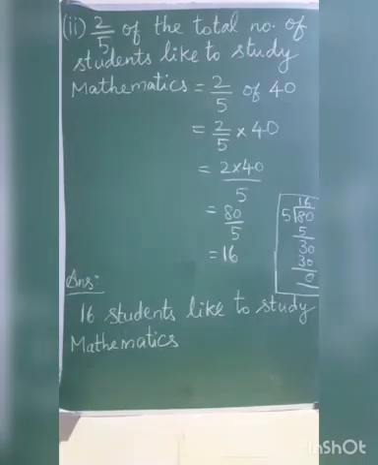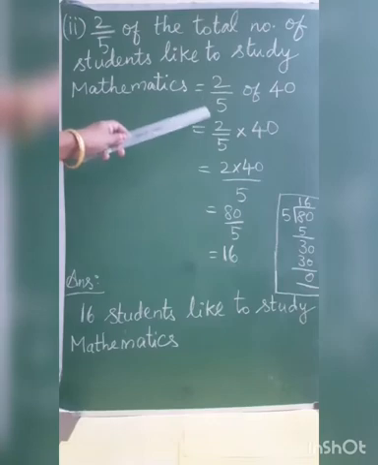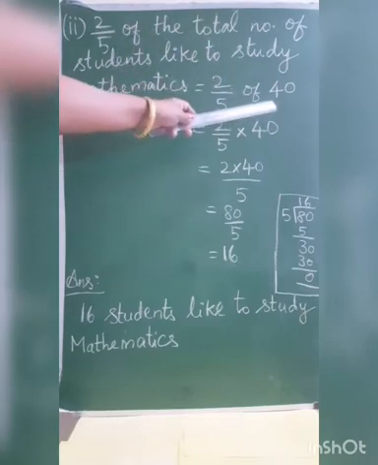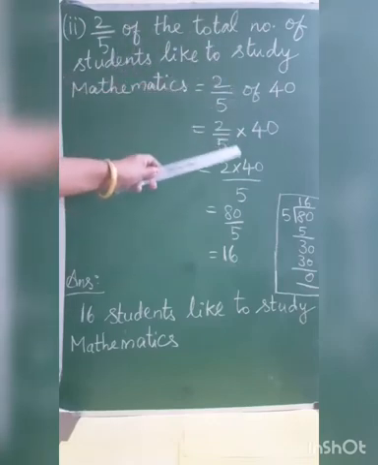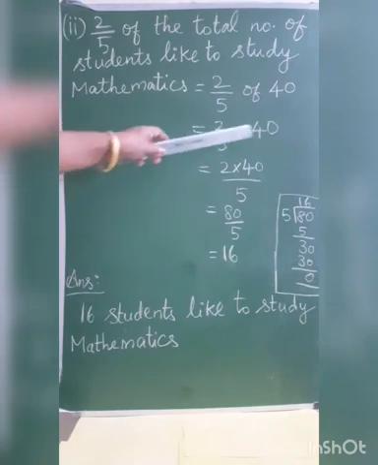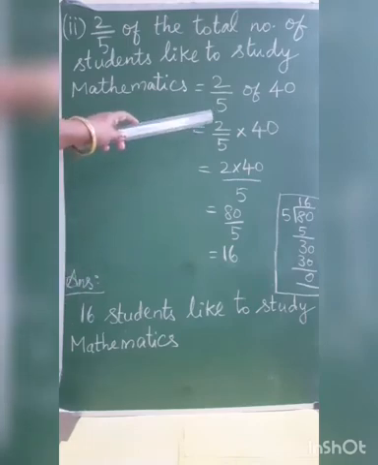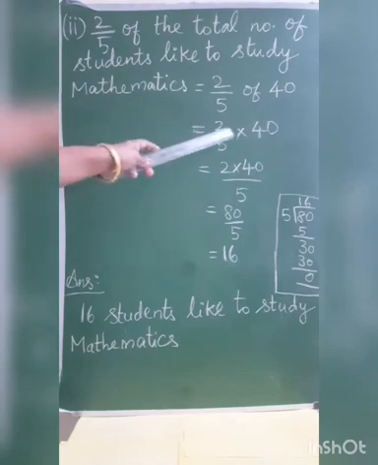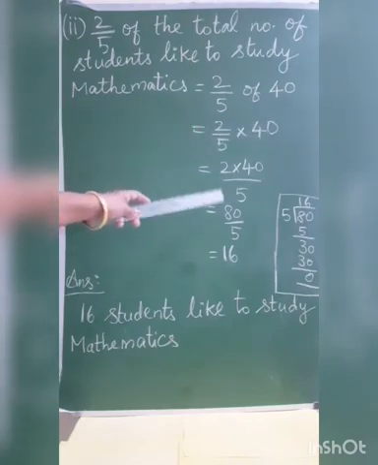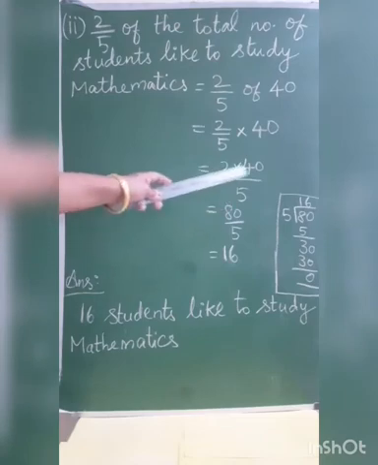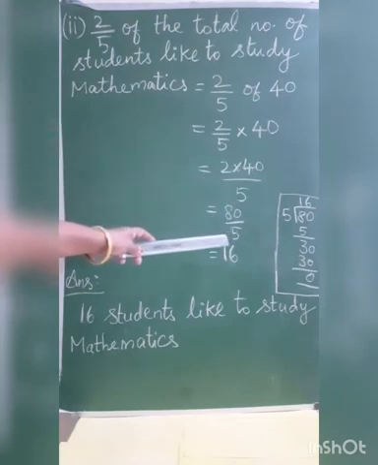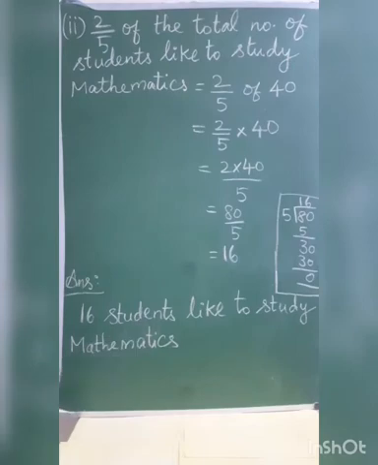Second sum: 2 by 5 of the total number of students like to study mathematics. How to read this? 2 by 5, or 2/5. 2 by 5 of the total number of students, that means 40. 2 by 5 of means multiply by 40. When a whole number is multiplied with a fraction, first you multiply the numerator with the whole number. 2 into 40 by 5. Keep the denominator same. So 2 into 40 is 80 by 5. So 80 divided by 5, your answer is 16.